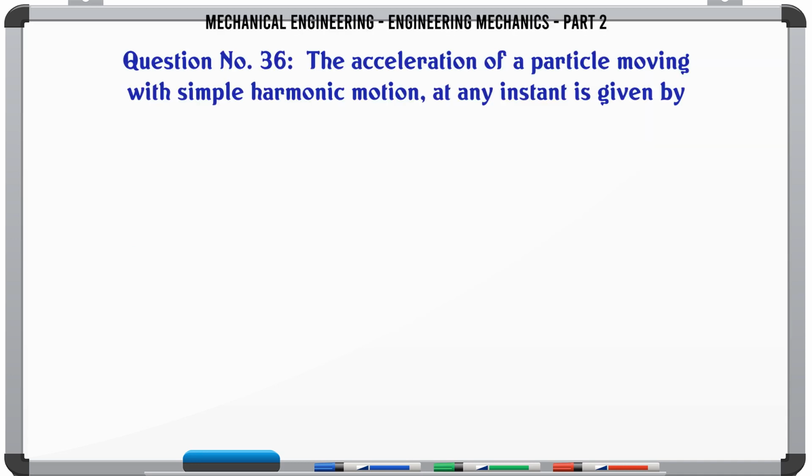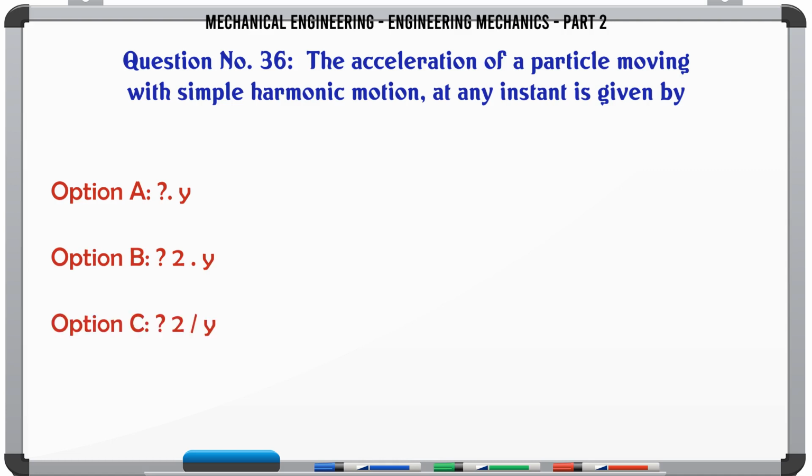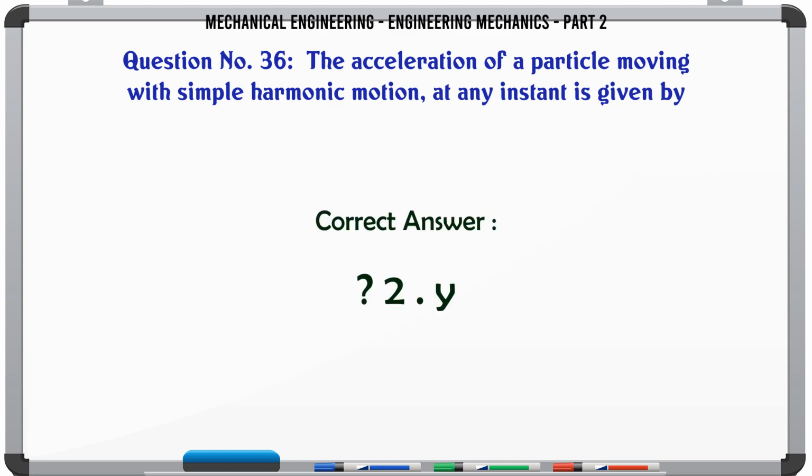The acceleration of a particle moving with simple harmonic motion at any instant is given by: A. ωy. B. ω²y. C. 2ωy. D. 3ωy. The correct answer is ω²y.